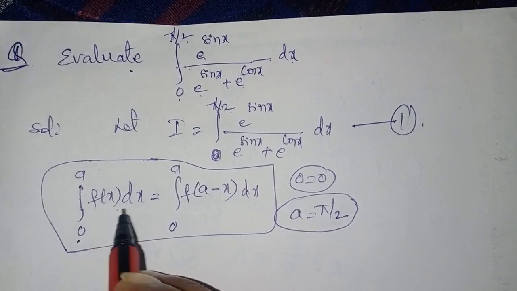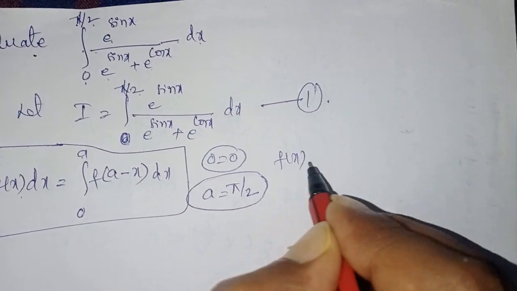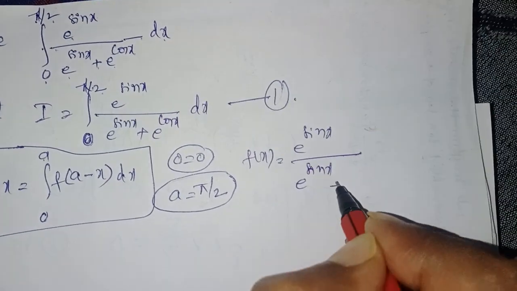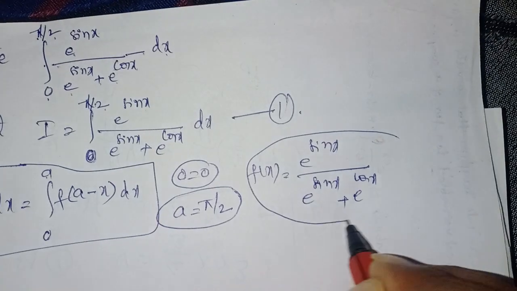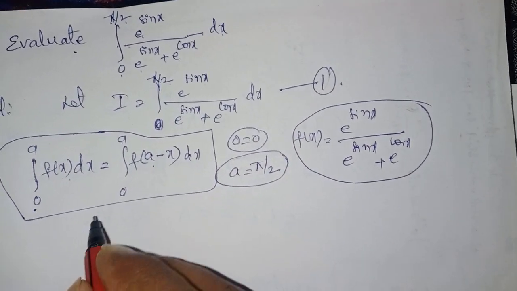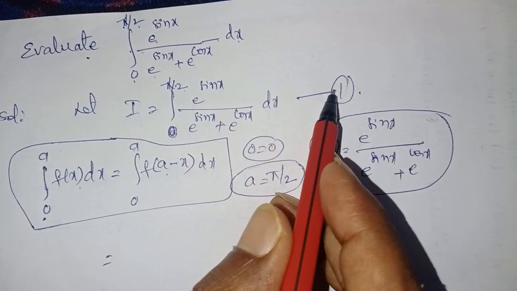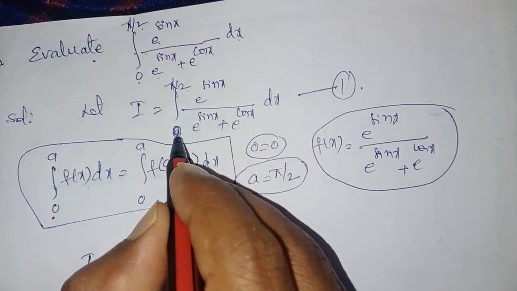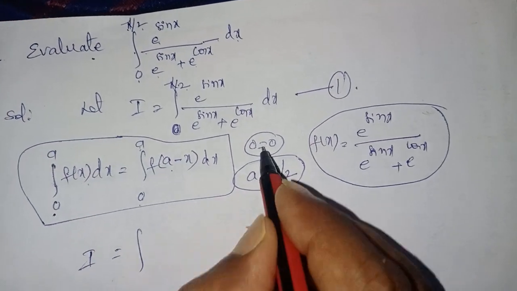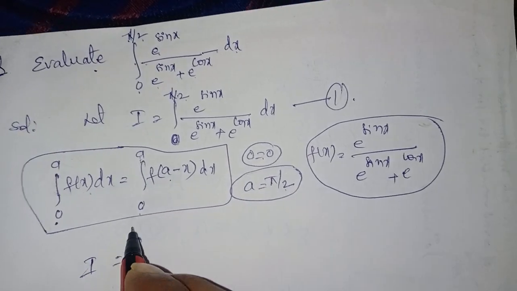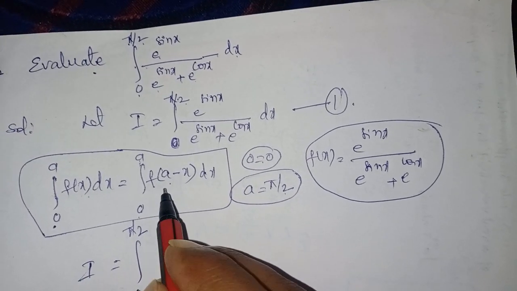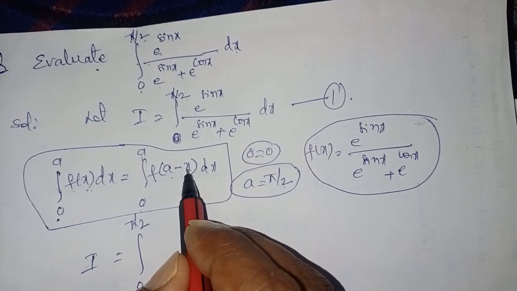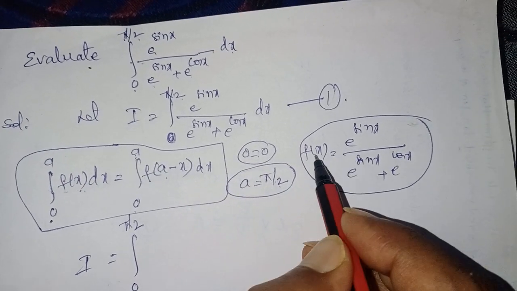Next, f of x is equal to e power sin x whole upon e power sin x plus e power cos x. Substitute these values in this property. The left hand side of equation number 1 is I, so I is equal to the integral with limits 0 to pi by 2 of f of a minus x, where a is equal to pi by 2. First of all, this is the f of x value.